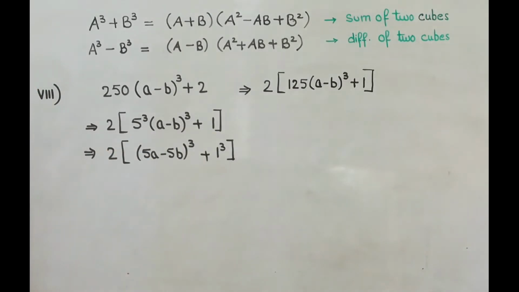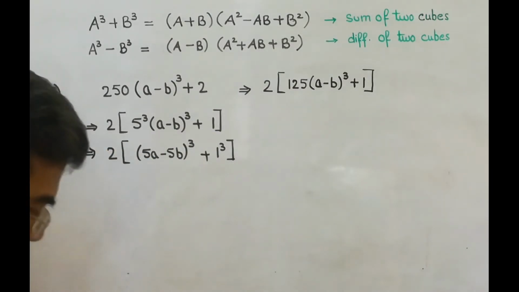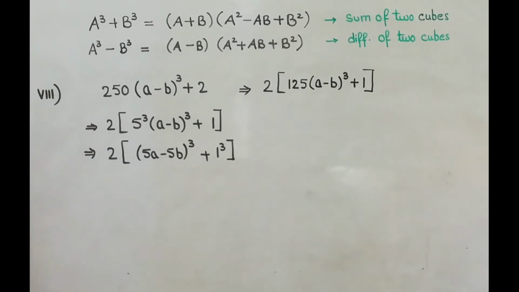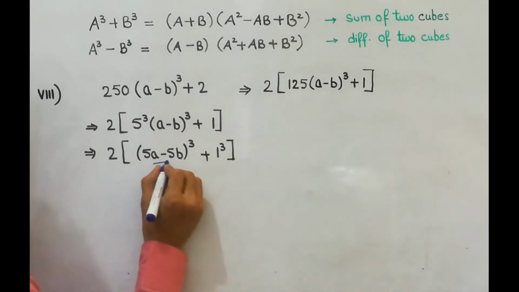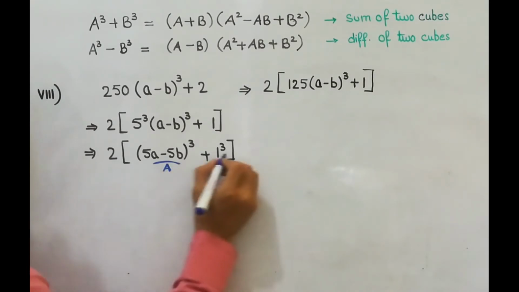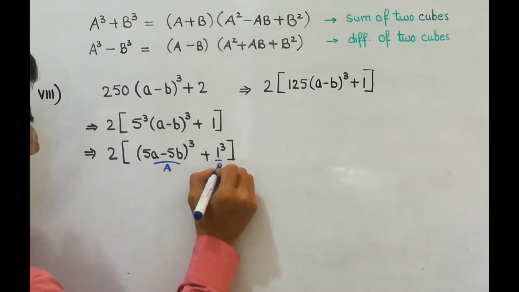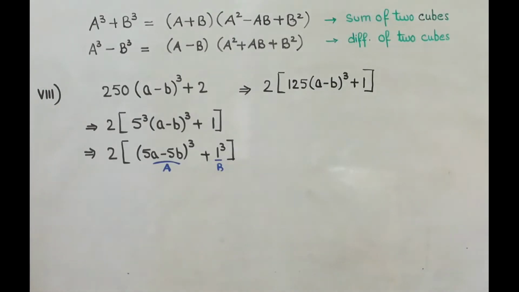Now see which form you have got within the bracket. If you observe it closely, then this is your a within the first bracket, and this is your b. So which form you have got? You have got a cube plus b cube, and your a is 5a minus 5b, and 1 is your b. So let's apply the formula a cube plus b cube here.